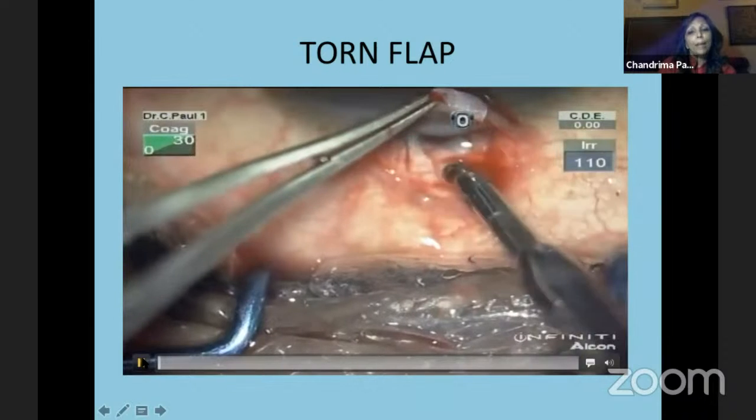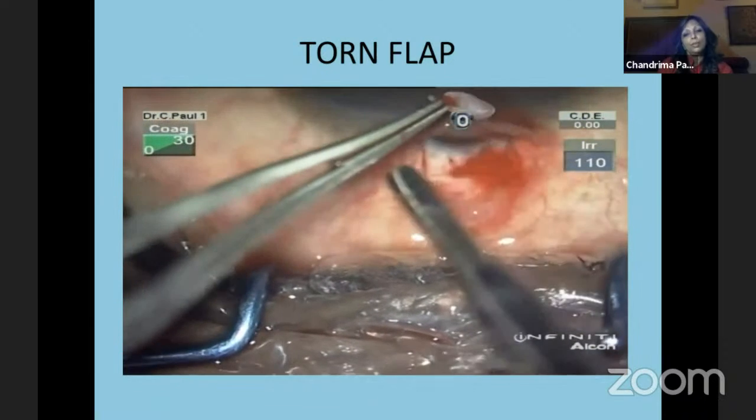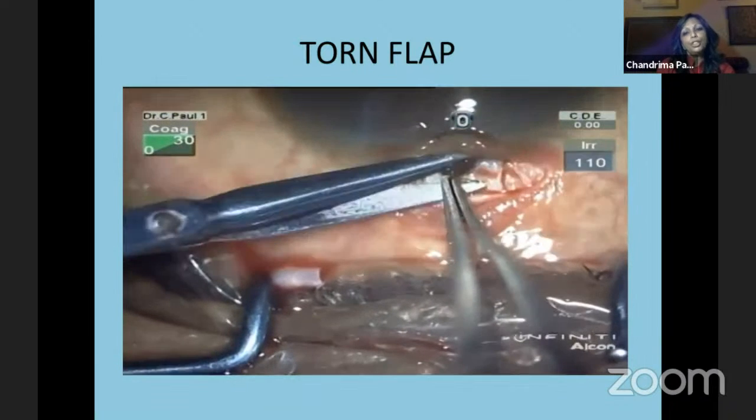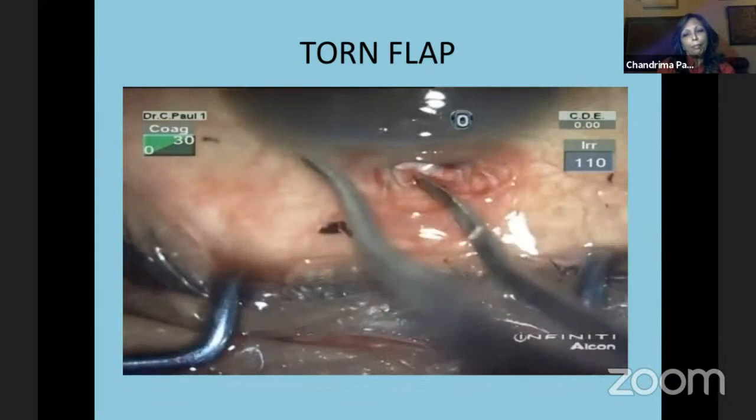That's the torn flap, which happened. Just look at that. I punch out the ostium and see what happens. I've pulled out the flap. But not to panic, complete your surgery. That's the iridectomy done, and then suture the flap back.